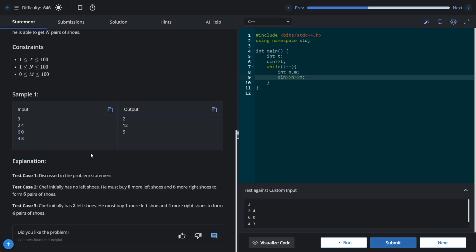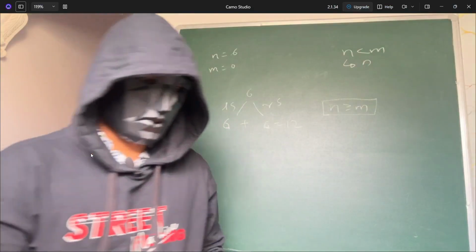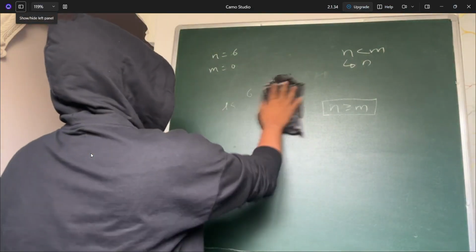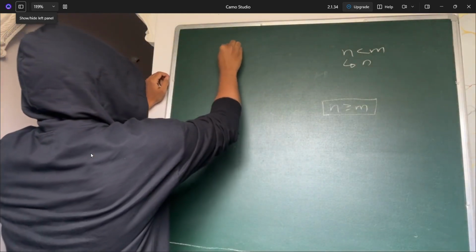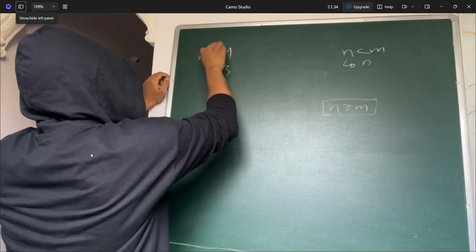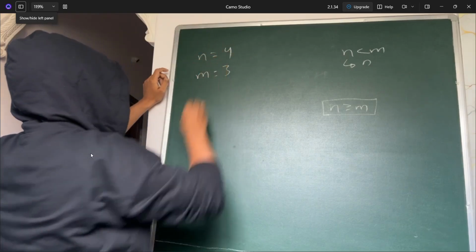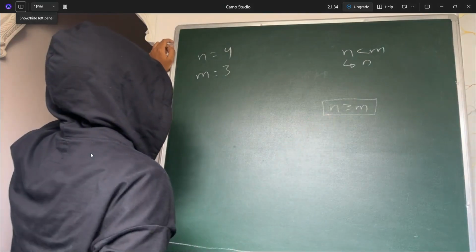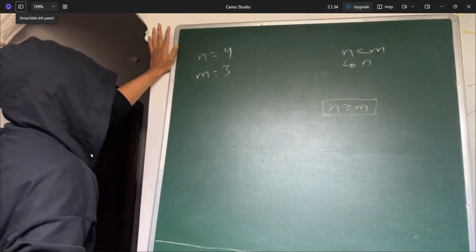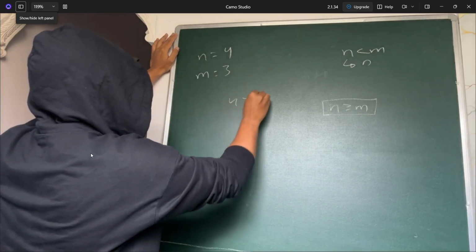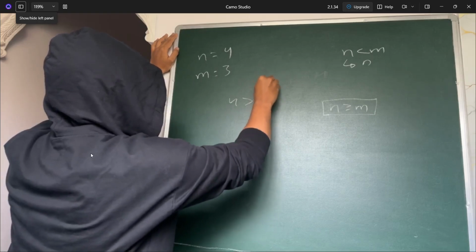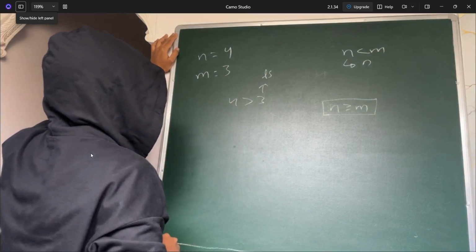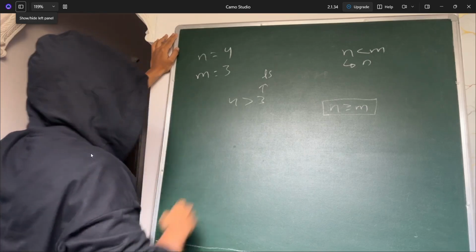Now let's take this one, you will get to know it. 4 and 3. When n is 4, m is 3. So in this case, n is greater than or equal to m, since 4 is greater than 3. What you will have to do is, he has 3 left shoes, and he has 4 friends.